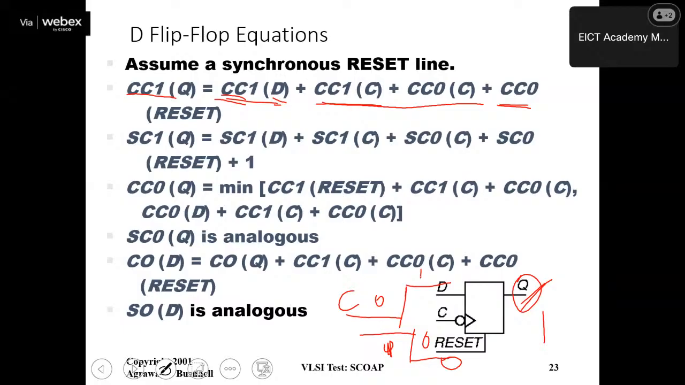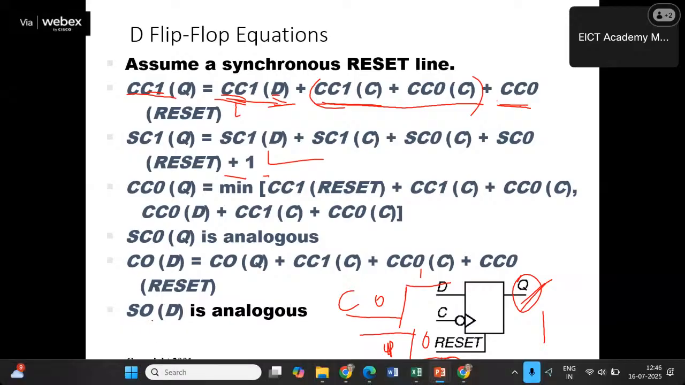So that's what we have taken for the edge triggering. CC1 at D, because that is responsible to make Q equal to 1. Reset we have to deactivate. Deactivating reset is CC0. So that's what CC1 of Q is given by this formula. Same formula is applicable for SC1 of Q, and this is +1 because there is a level change of the flip-flop. That's what +1. Now let us calculate CC0.